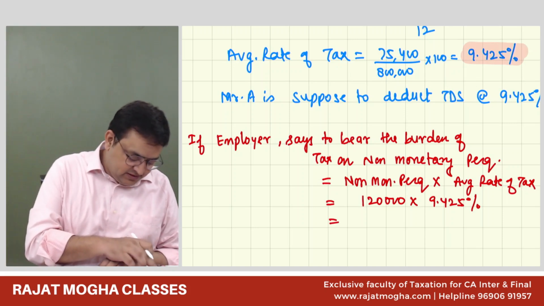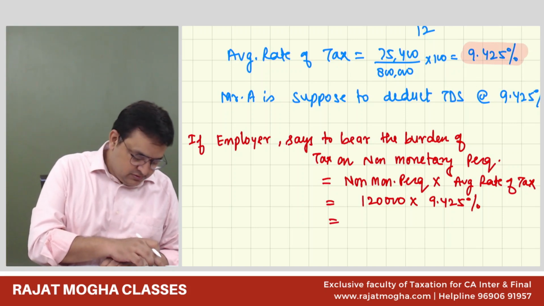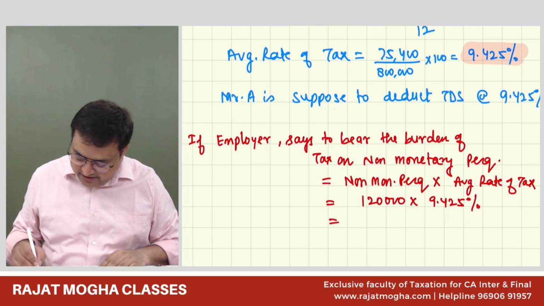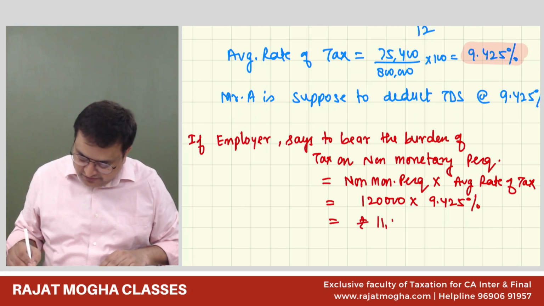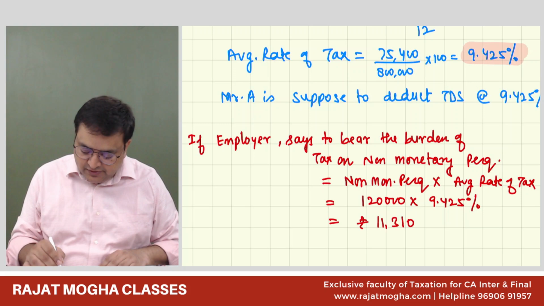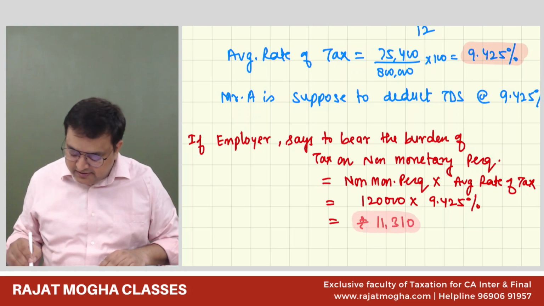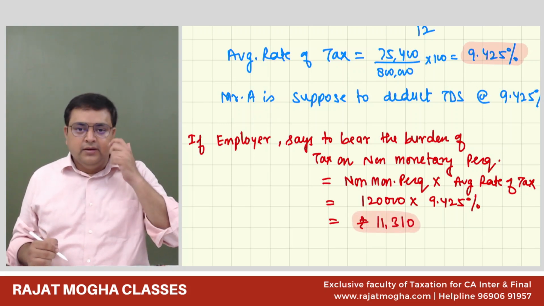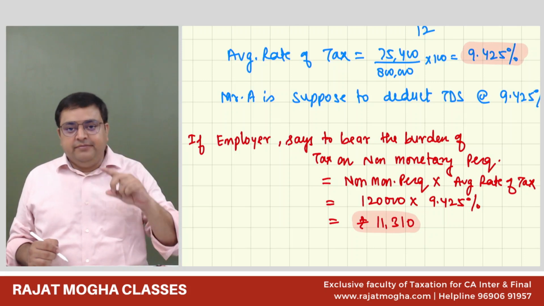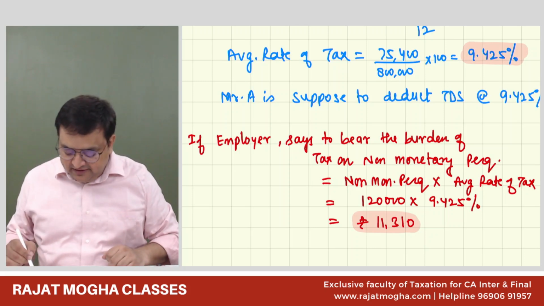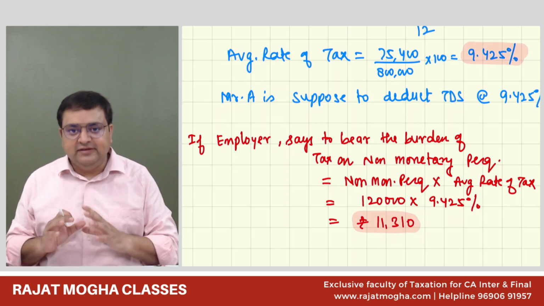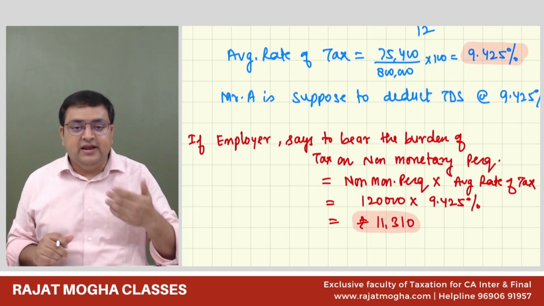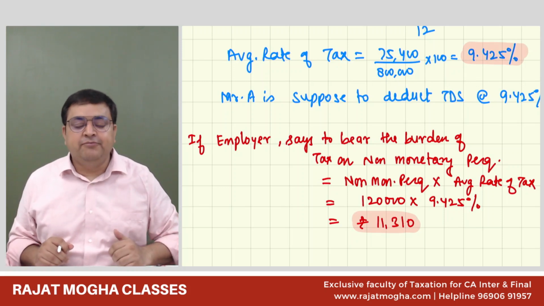How much were you saying? 11,310. 11,310 rupees. Correct. So he will bear this burden himself. And guys, please remember, if the employer is saying, okay, I will bear this burden myself, whether it is allowed as a business expense to the employer, the answer is no.